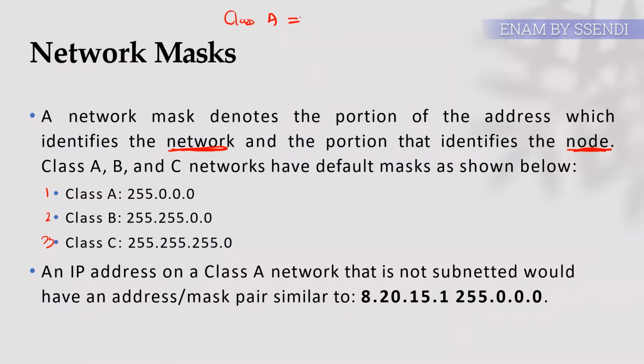Meaning in our first octet, all the first 8 bits are turned on. So we're going to have 1, 2, 3, 4, 5, 6, 7, 8, and the rest are going to be zeros: 1 to 8, and 1 to 8 again. So we have our first bits all turned on and our last bits all turned 0, because the host bits are 24. The host bits are represented by zeros and the network bits are represented by 1s.